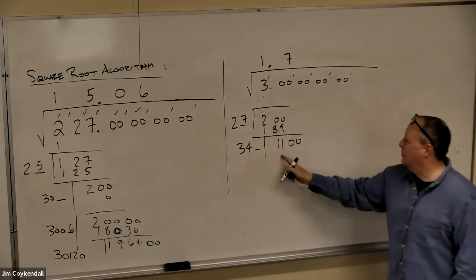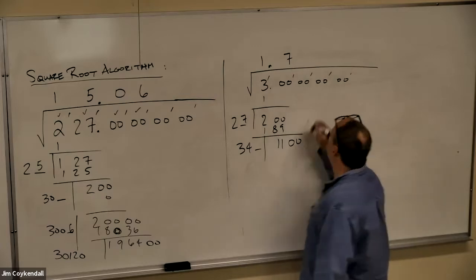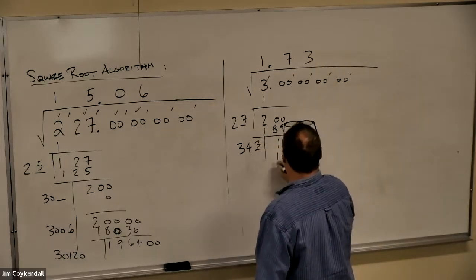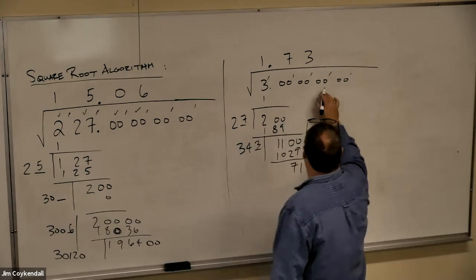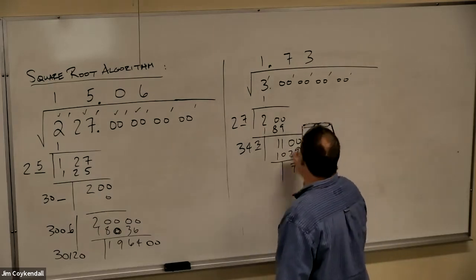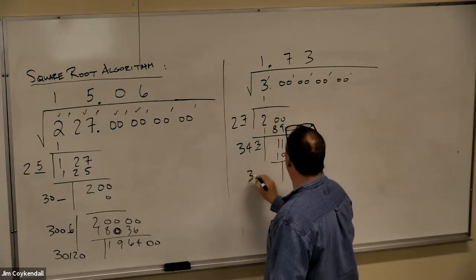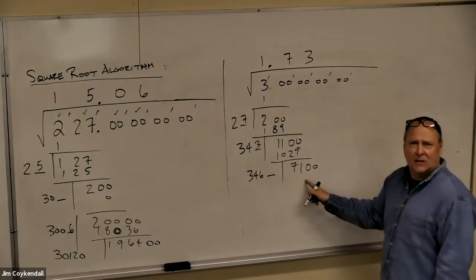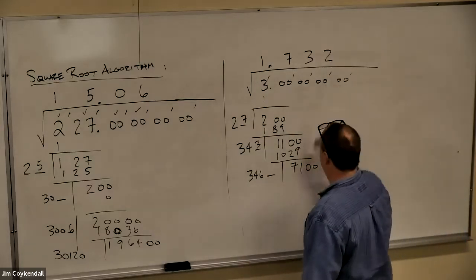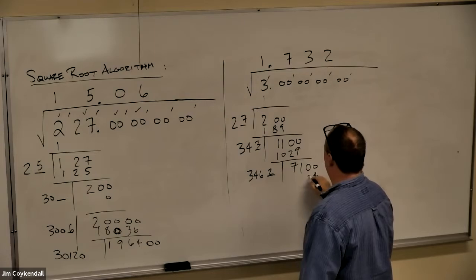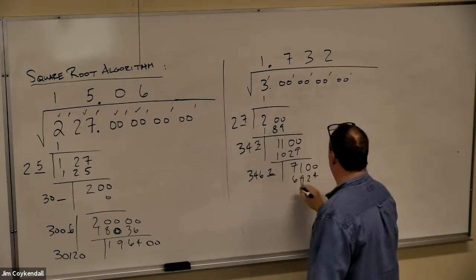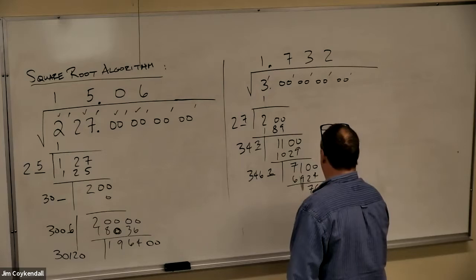How many times should 300 go? That's about 3, I guess. This is 9, 1029. Drop the next 2. That's going to be 346 blank. That looks like an easy 2. 4, 12, 60. Well, I guess it's 69, isn't it? 76.